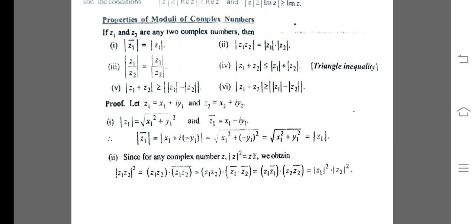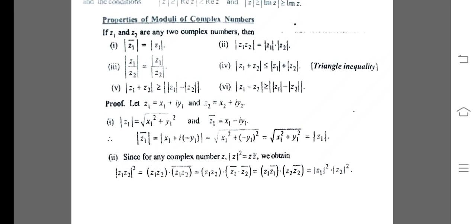Hello friends. Now I am going to discuss the properties of moduli of complex numbers. There are almost 6 properties, but now I am going to discuss the first 3 properties. Assume that z1 and z2 are two complex numbers of the form x1 plus iy1 and x2 plus iy2 respectively.